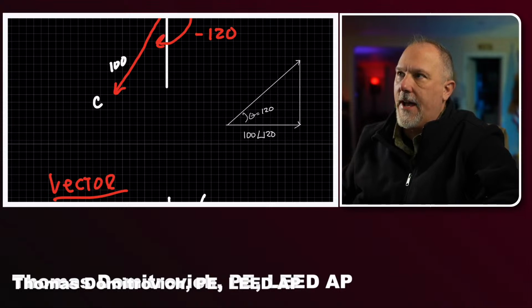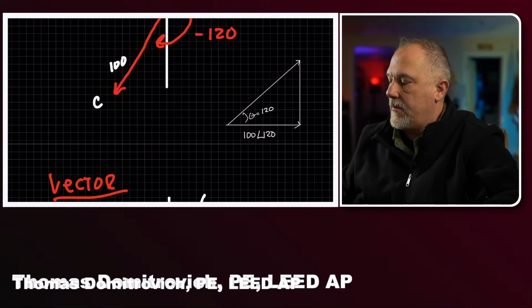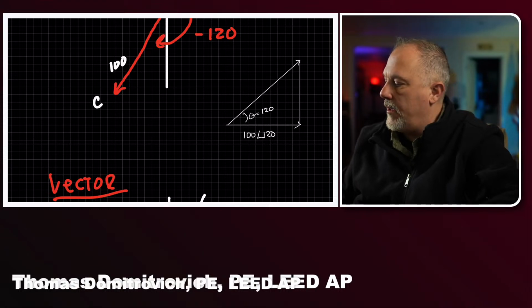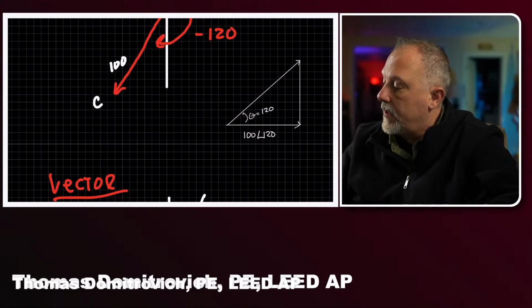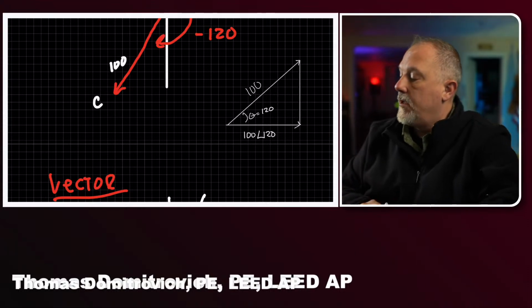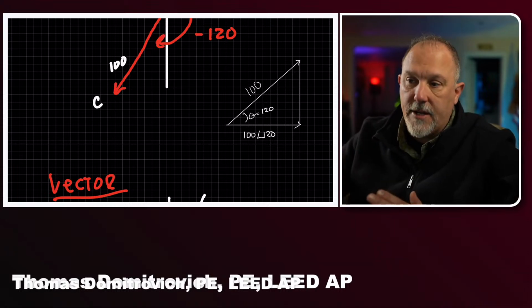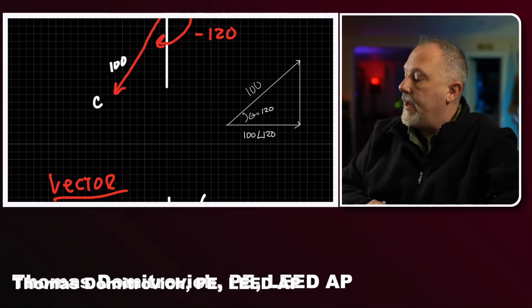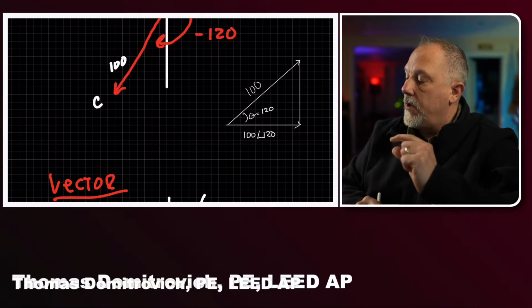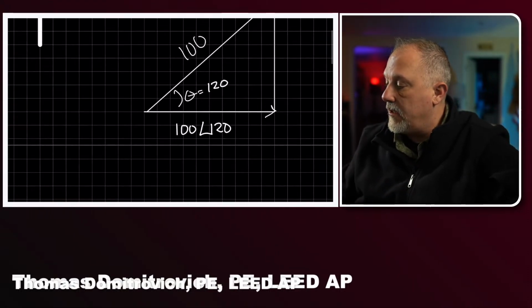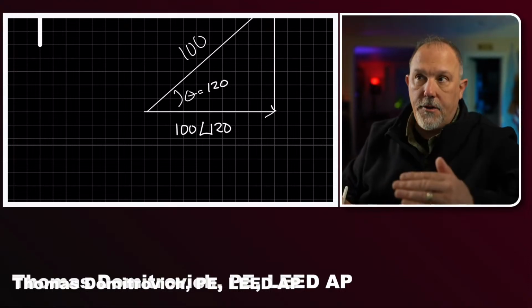So if I know the angle, and I know this is 100, so I know the magnitude of my vector is 100. And I know it's 100 at an angle of 120. So I know the hypotenuse.